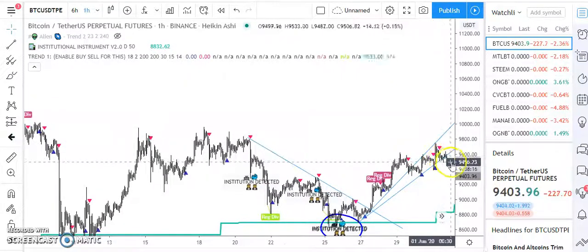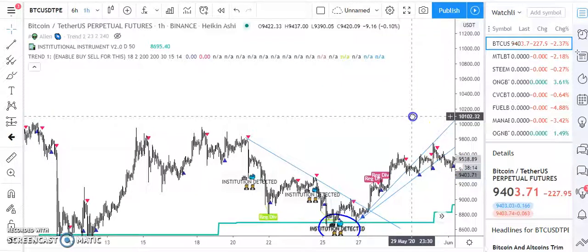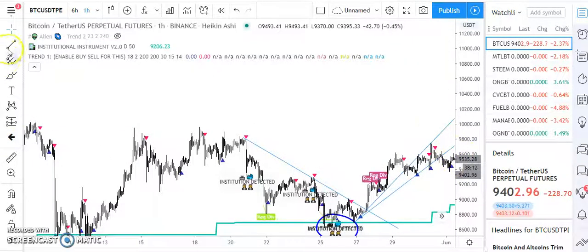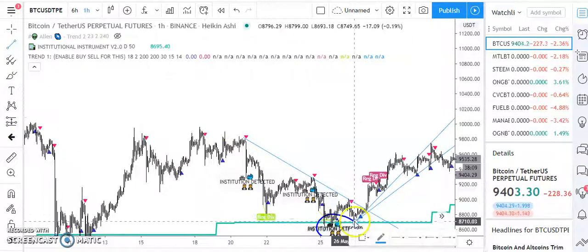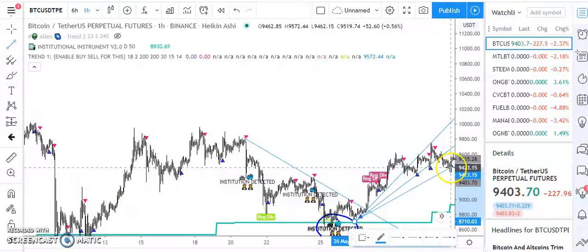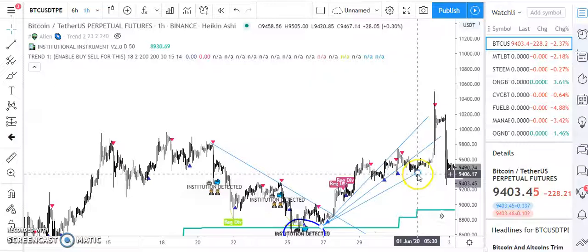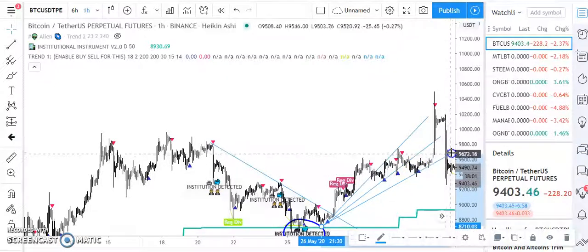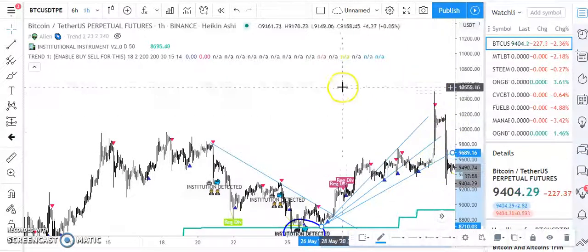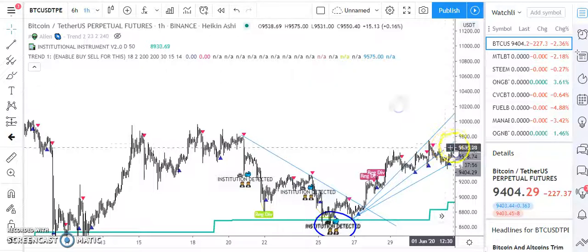Even this trend line also got broken. Now what? Again I got a buy signal. The moment I get a buy signal, I draw one more line to this particular buy signal. Now I will extend this particular line. I don't know this particular rise. Okay, here we are.